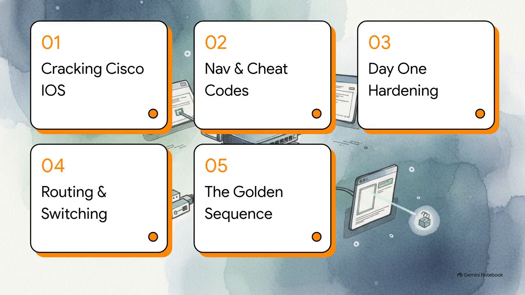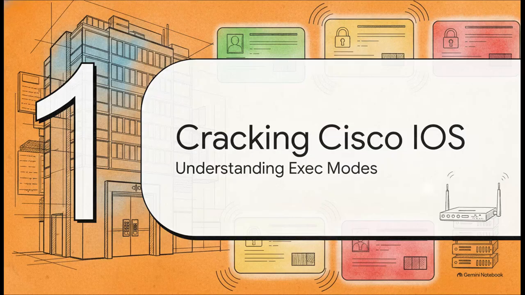Here's our roadmap for the day. First, cracking the Cisco iOS. Then, navigation and cheat codes, day one hardening, routing and switching, and finally, we'll wrap up with the golden sequence. All right, section 1, cracking the Cisco iOS. Let's get right into it.